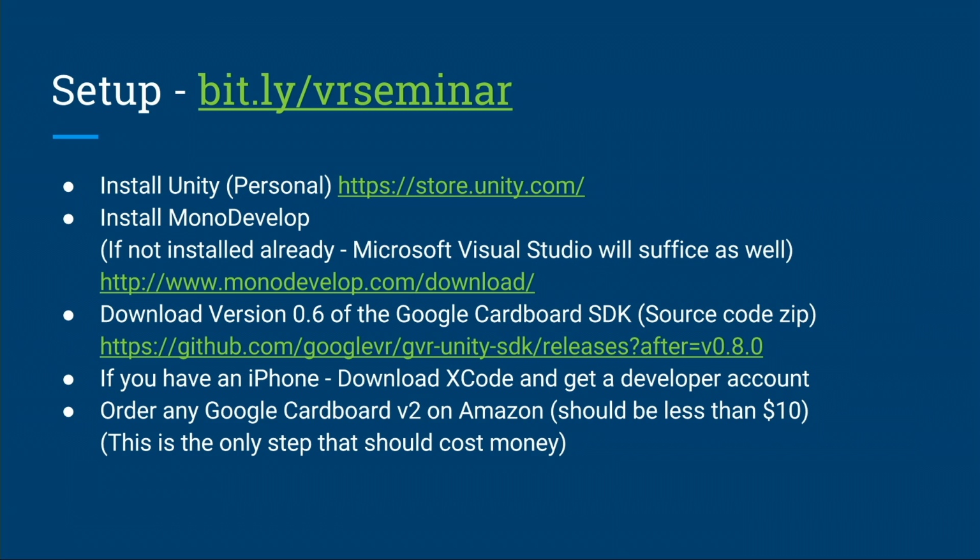And then if you have an iPhone and you want to be able to upload it to your iPhone, you should download the iPhone IDE for programming called Xcode, get a developer account, and then you should also register your phone as a developer's device that you can then upload things to. It might take a while, but it's only needed for the last step of actually uploading things to your phone. And then for the final step, you'll need to actually buy a Google Cardboard. It should be less than 10 bucks. This is the only step that should cost any money whatsoever. The rest of everything else should be free, which is something that I really like about Google Cardboard. So total cost should be less than 10 bucks.